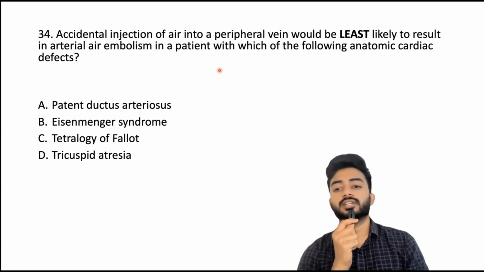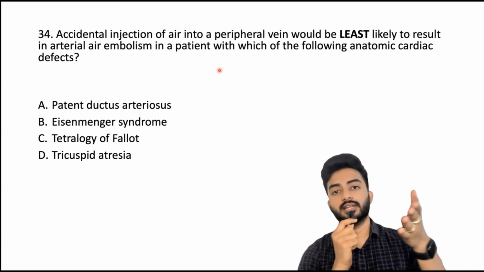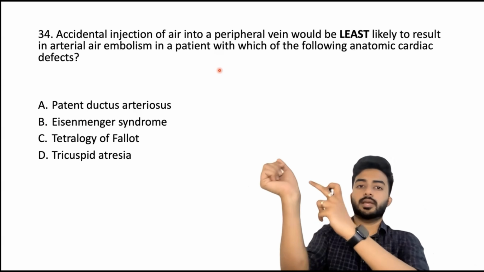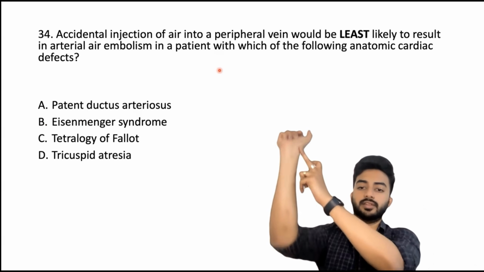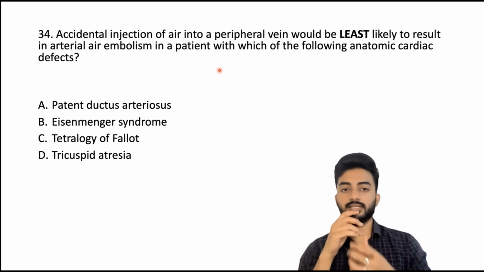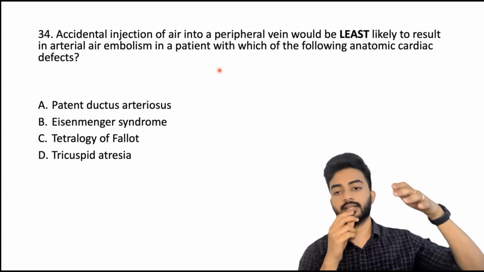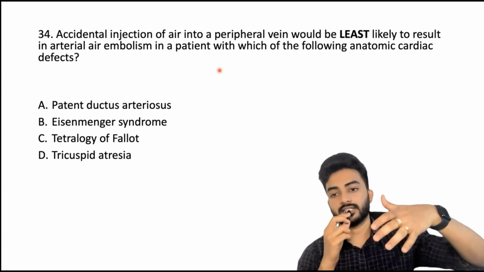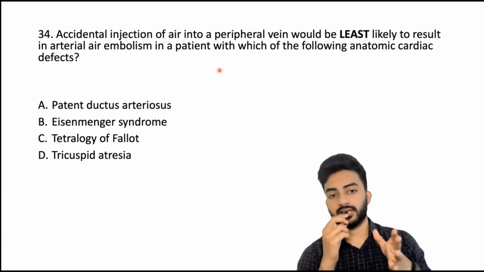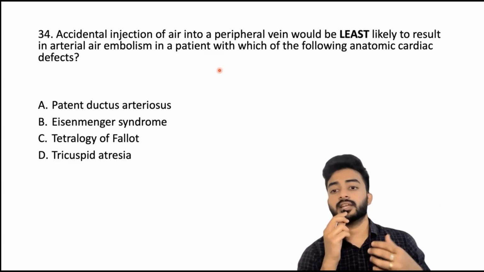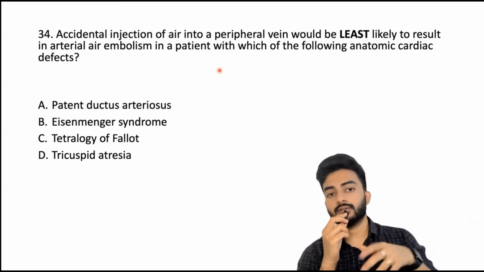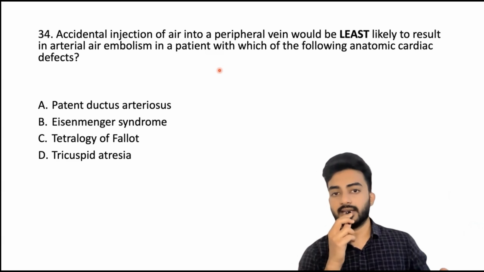So we have to differentiate whether it is a right to left shunt or left to right shunt. And we know if you are injecting air into a peripheral vein, for example, it will go into the SVC and into the right atrium, and it will cross the tricuspid valve and it will go to the RV. But if there is any shunting from right side to left side, it won't go to the pulmonary circulation, it will directly bypass that and go into the left side, that is the arterial system.